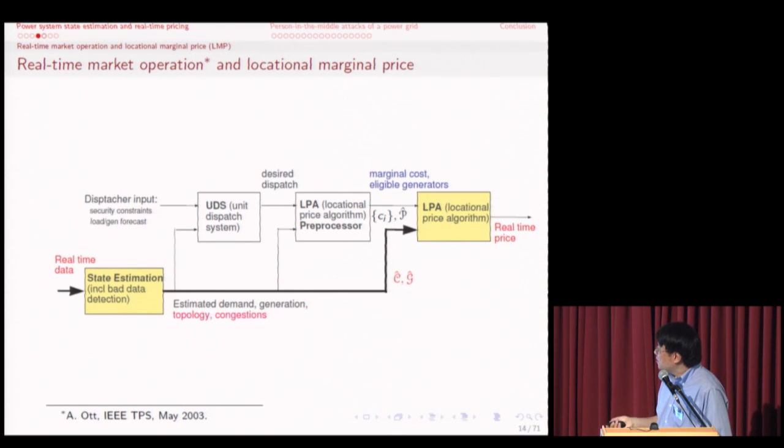Okay. So here are the state estimates. Not all the things are used. It is the congestion pattern and also the set of generators that are eligible to generate that will determine the so-called real-time price. So the problem I will be looking at is how these things will be affected when someone is manipulating the real-time data.